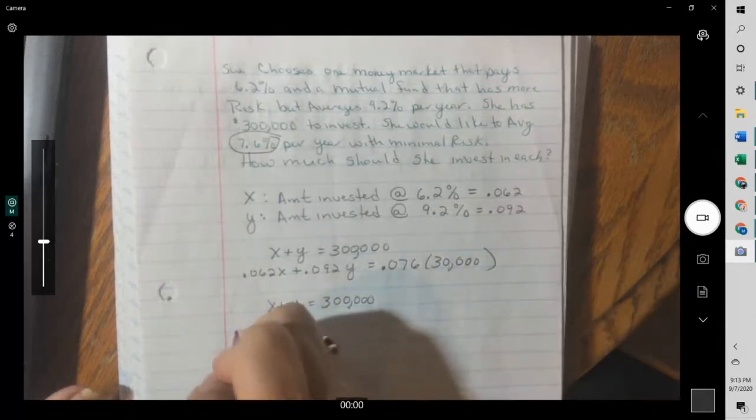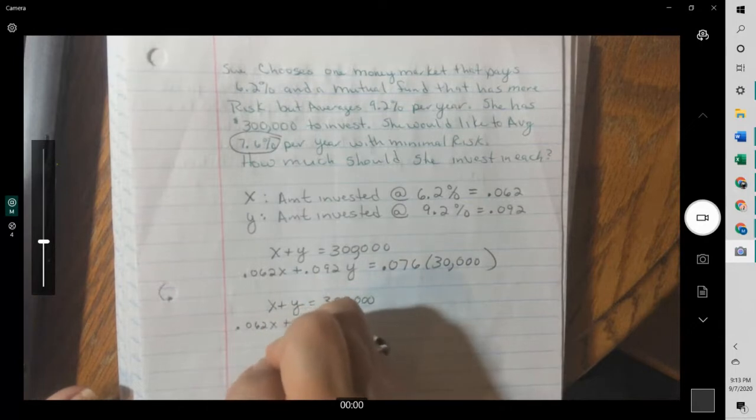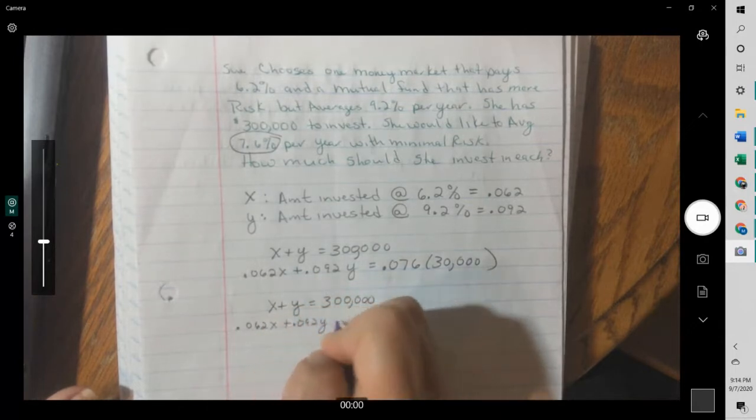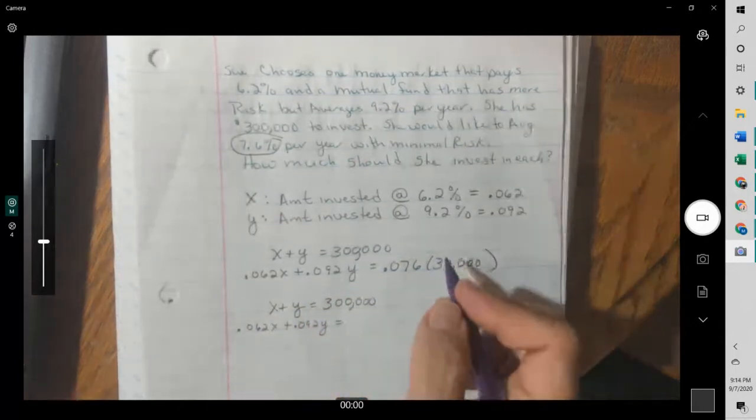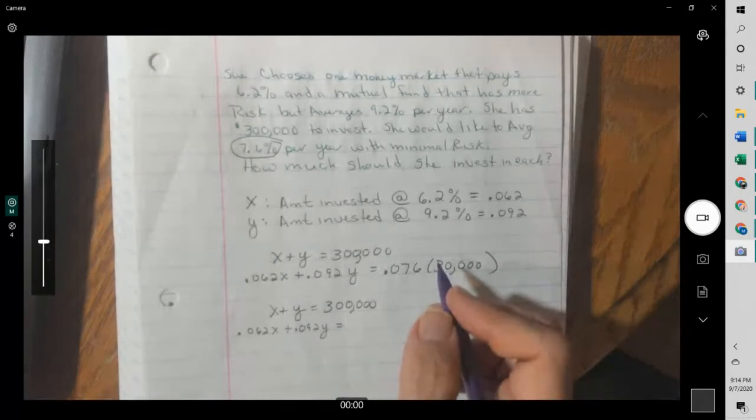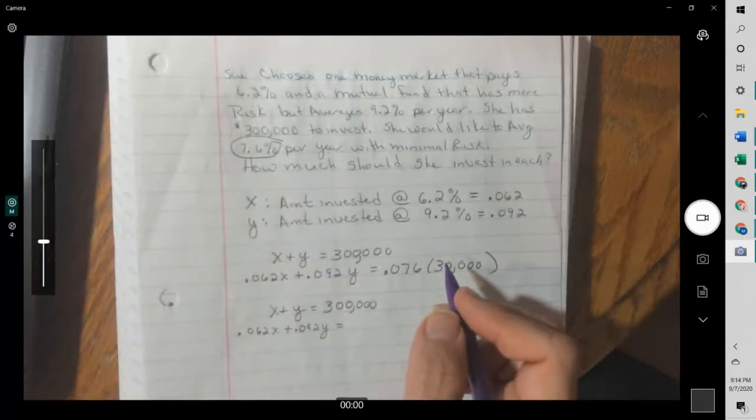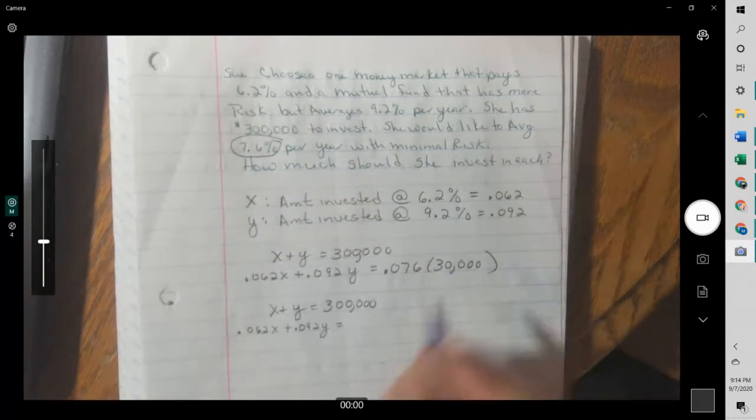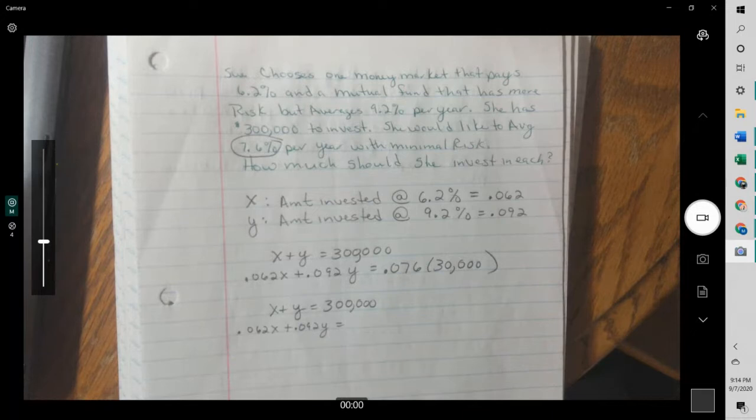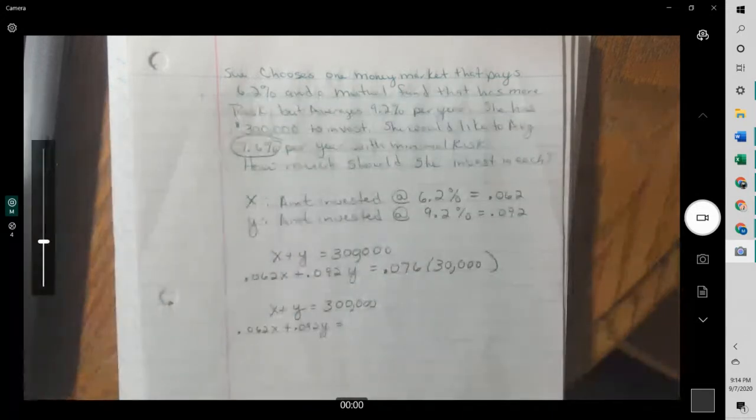And the other one's 0.062x plus 0.092y equals, and we need to multiply those together. And when you multiply them together, you get, I thought I multiplied them already. 0.076 times 300,000 is 22,800.